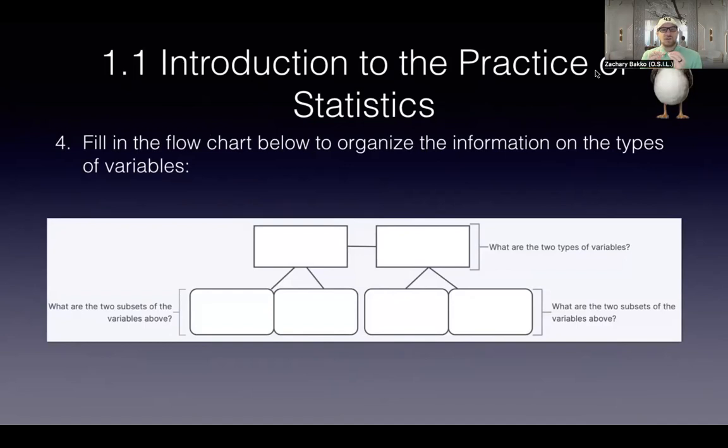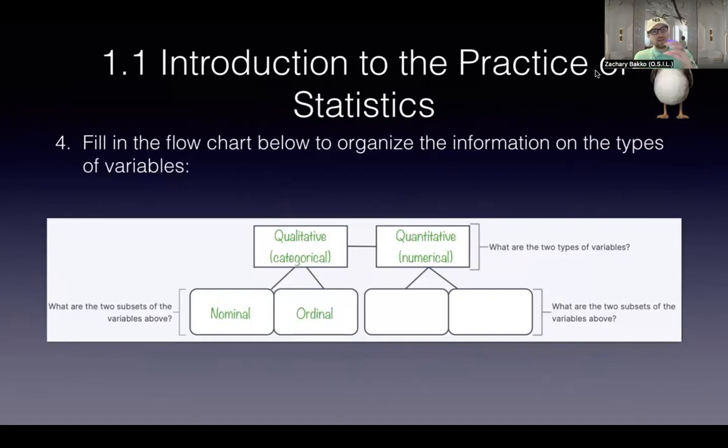So you could see these first top two boxes says, what are the two types of variables? Remember, that's categorical and numerical. You can say qualitative and quantitative if that makes sense for you. I provide both just to make this simpler. So we have categorical and numerical variables. Then this says, what are the two subsets of the variables shown? So for qualitative, we have nominal variables. And for qualitative, we also have ordinal variables. So that's how they split up.